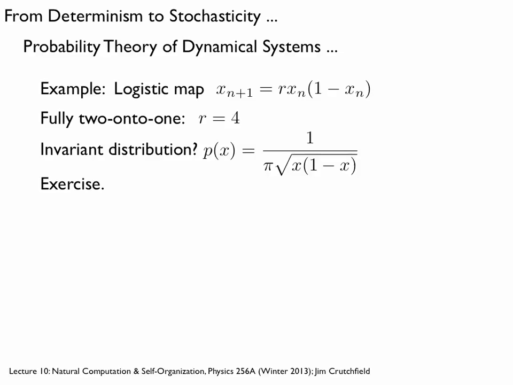If you like doing integrals, it's good to show that this is normalized. Kind of simple, and pi shows up for bizarre reasons. And then you can also plug this into the Frobenius-Perron operator and show that it's invariant. Now, the way you do it is through a coordinate change back to the shift map, and then you do the trivial integral. This is how we do most integrals anyway. We try to make the integrand as simple as possible.